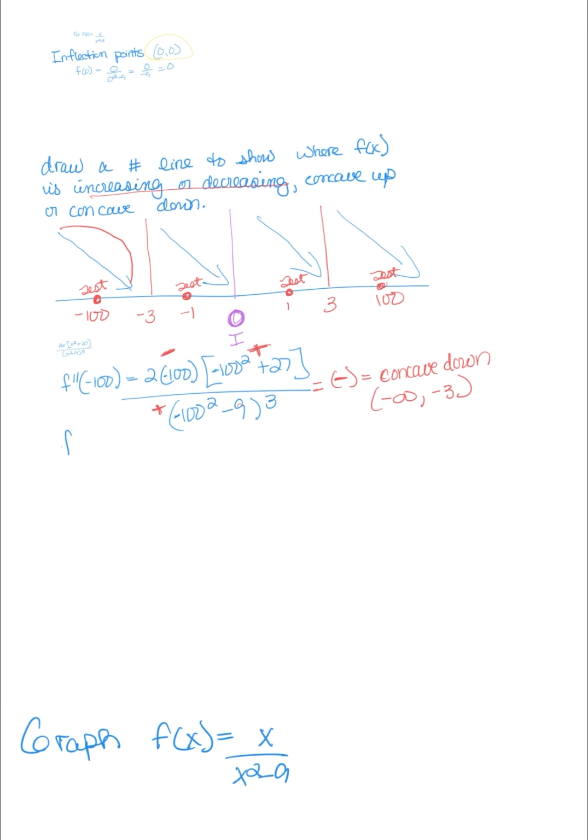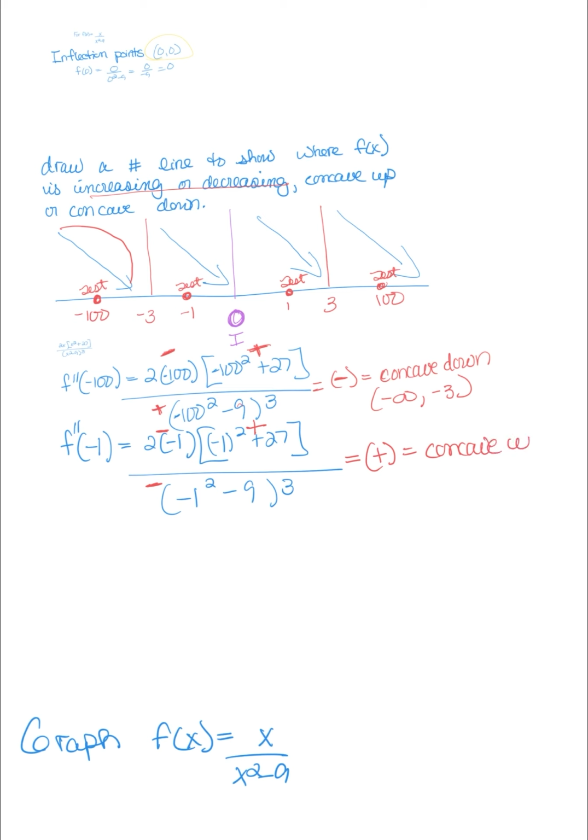Okay, now let's do the next interval test number. So we have f prime prime of negative 1 equals 2 times negative 1 times negative 1 squared plus 27 all over negative 1 squared minus 9 cubed. Okay, so here we have a negative, and then we have a positive, but then on the bottom, this is going to be 1 minus 9, which is a negative. So we have here a positive, which means that we are concave up on the interval negative 1 to 0.